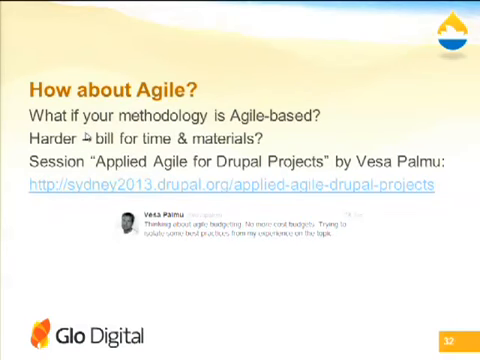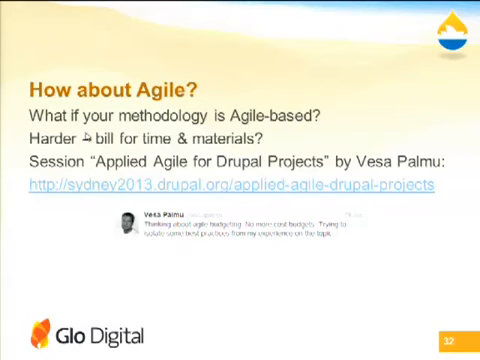So, I said your methodology could be anything. What if it's agile? Did anyone attend Vesa Palmo's talk before? Yeah, great. I was speaking to him afterwards and I said, how sorted do you really have the costing of the agile process? And he said about 50%. So I'm glad that someone who touts a lot of experience with agile methodology really hasn't got the quoting quite worked out yet. I saw a tweet from him some time ago that he's thinking about it, which is great.